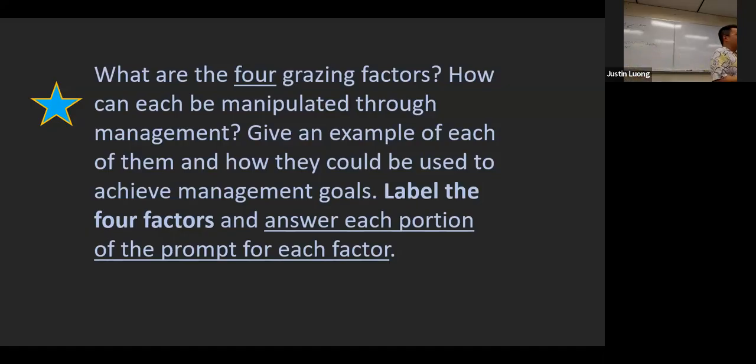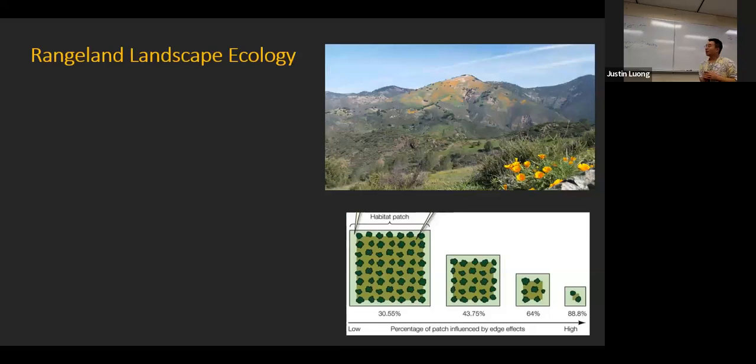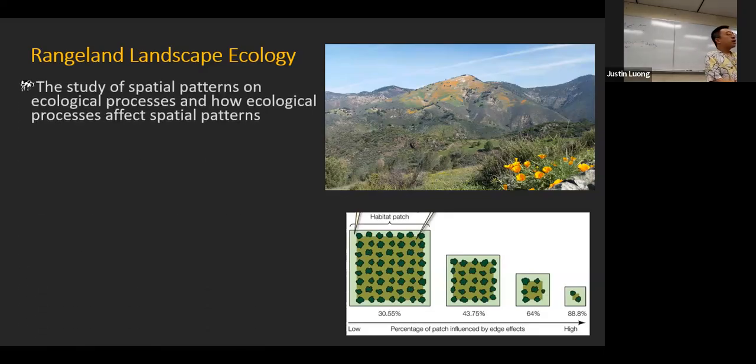Great. Glad we all know the four grazing factors. So landscape ecology is a big topic, but we're just going to cover a few topics. We're just going to briefly go over it. So this is the study of spatial patterns and ecological processes and how ecological processes affect spatial patterns. Spatial scales can change depending on your perspective.